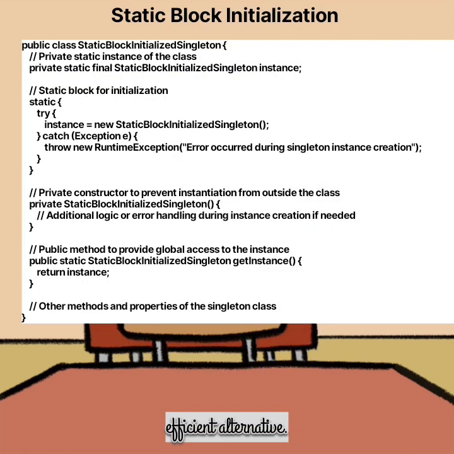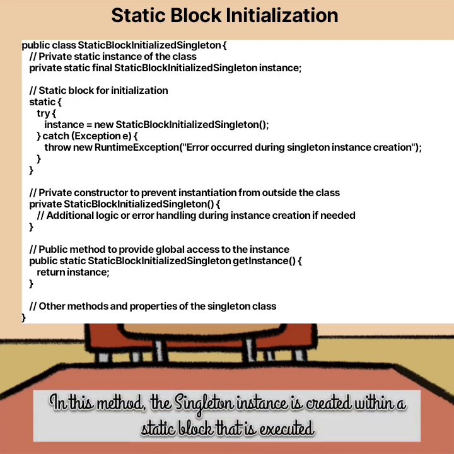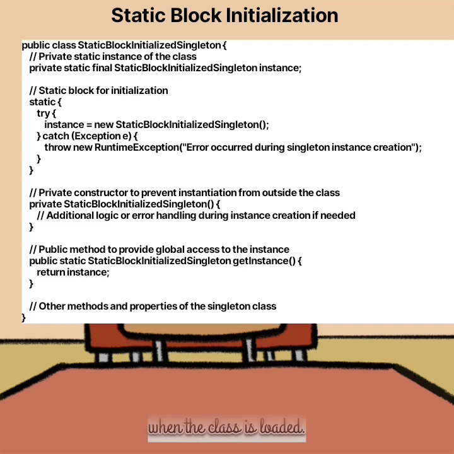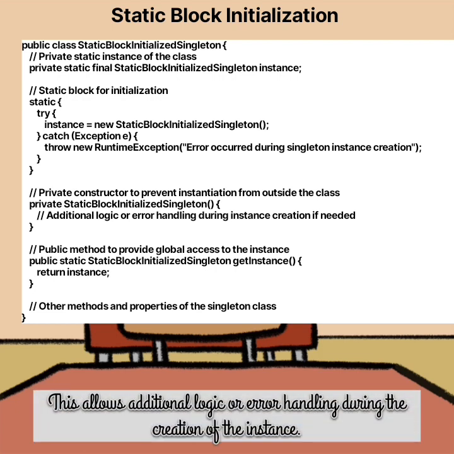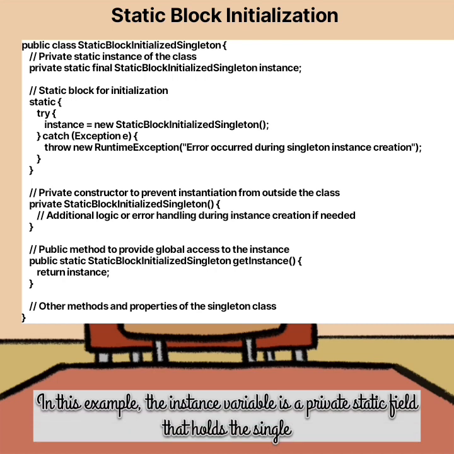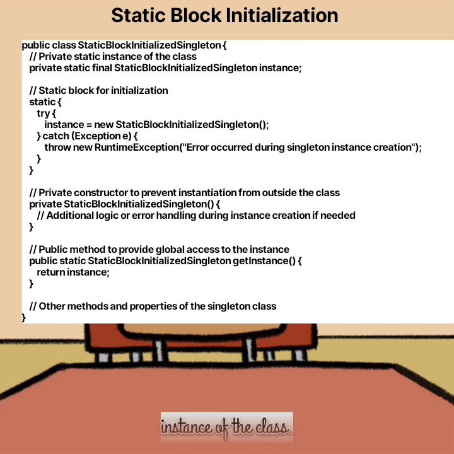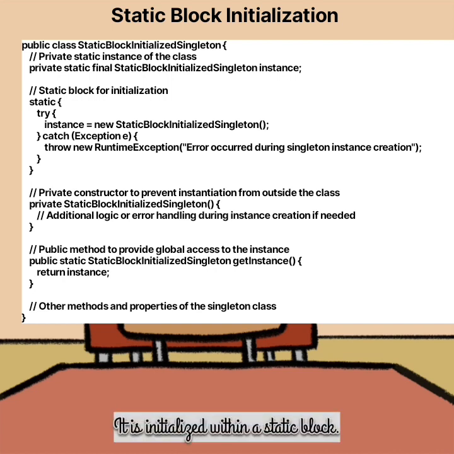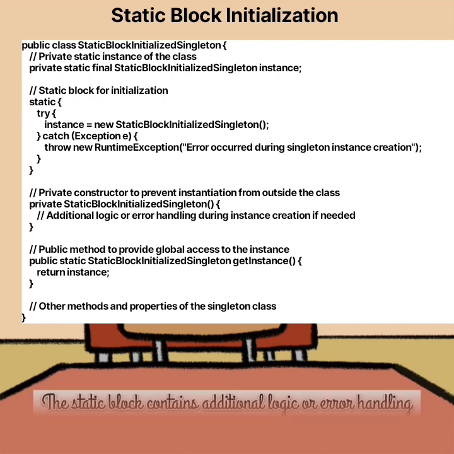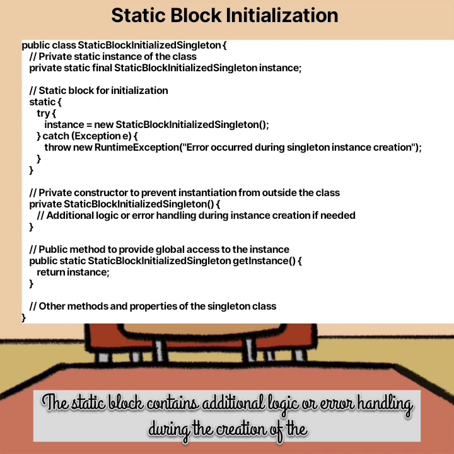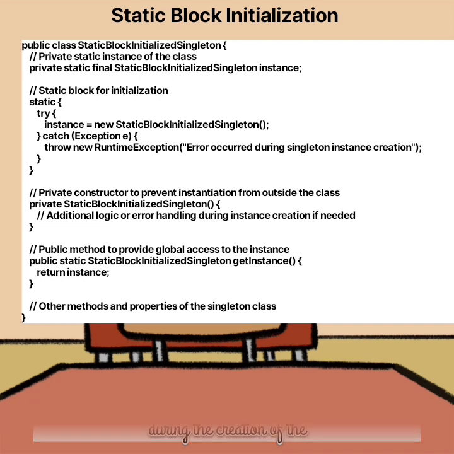Static block initialization is another approach to implement the Singleton pattern. In this method, the Singleton instance is created within a static block that is executed when the class is loaded. This allows additional logic or error handling during the creation of the instance. In this example, the instance variable is a private static field that holds the single instance of the class. It is initialized within a static block.